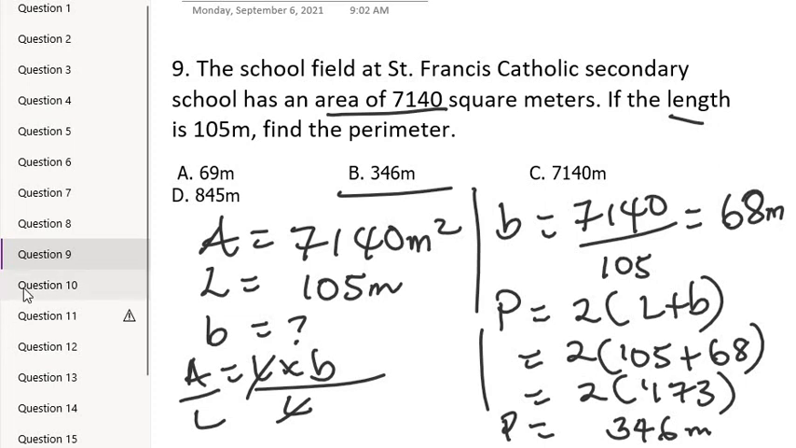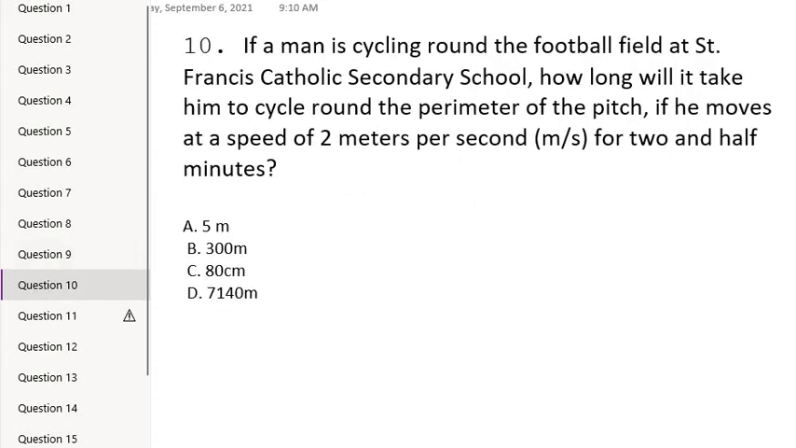Okay, question 10. If a man is cycling around the football field at St. Francis Catholic Secondary School, how long will it take him to circle around the perimeter of the pitch if he moves at a speed? Here, the speed of the man has been given as 2 meters per second. The time is 2.5 minutes.